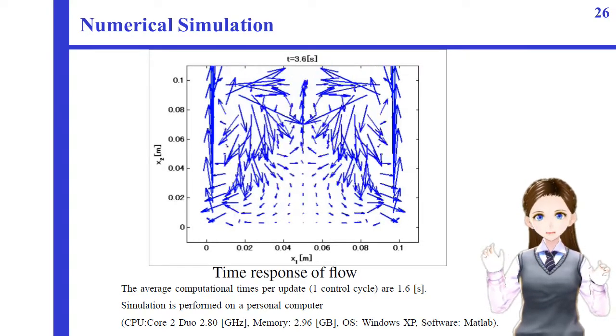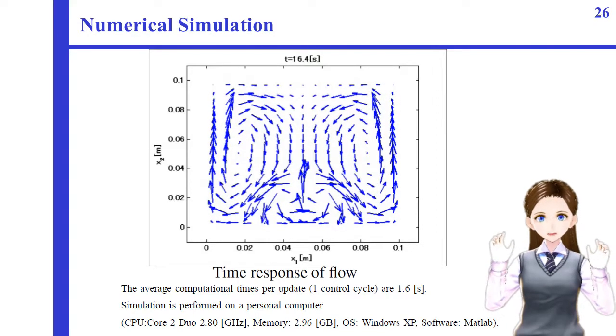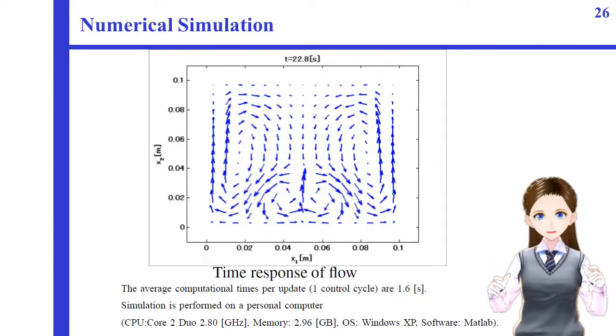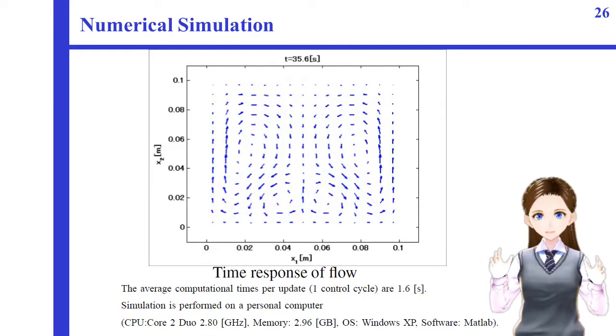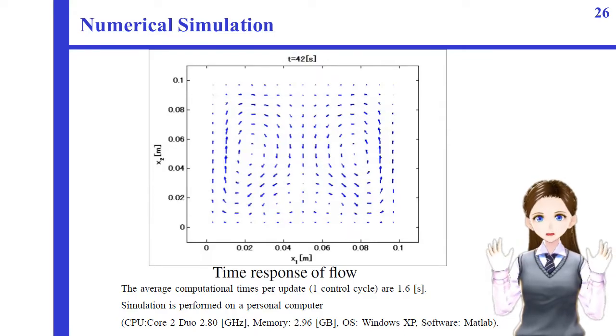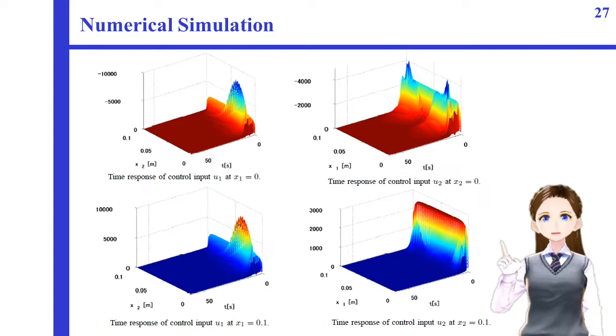This slide shows the animation of the time response of the flow. Unfortunately, the real-time optimization was not achieved using this computer. If we could use a higher spec machine or apply a parallel computation method, then we might be able to achieve the real-time optimization. This slide shows the time response of the boundary control inputs.